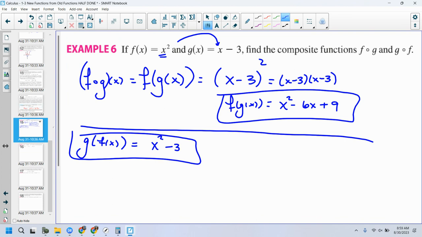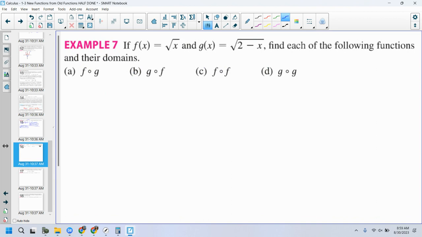Okay, let's take a look at the next one. Yeah, now we got to find the domains too. Let's find f of g, g of f, and g of g. Let's do part A here first.